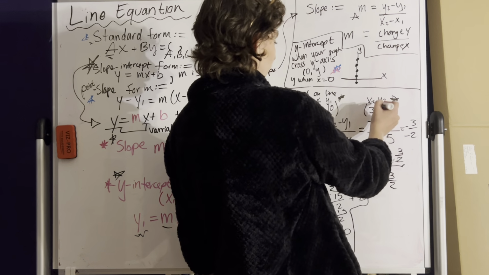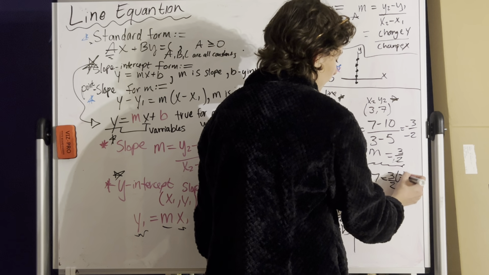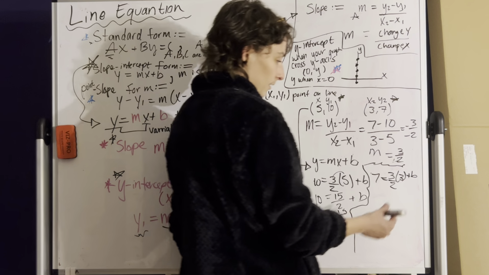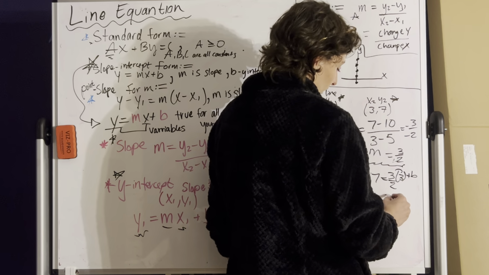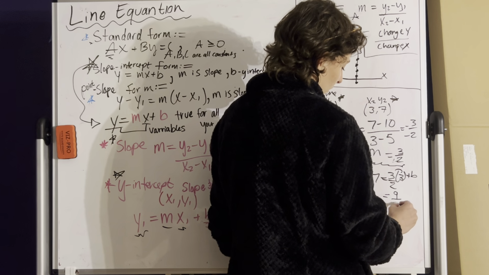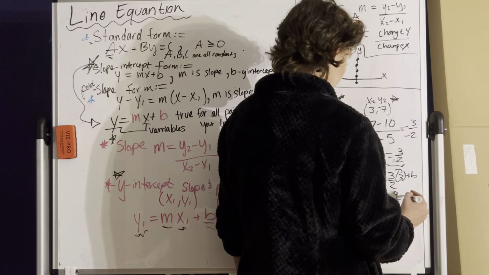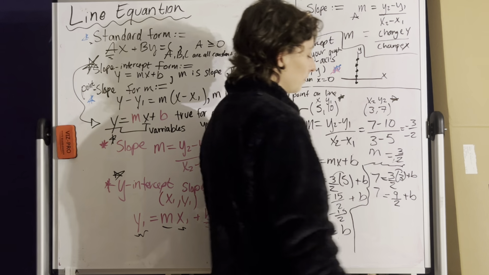And then we know what x is. X is going to be 3 plus b. And so same kind of process. Can multiply this out. So we'll get, I think it's an improper fraction. So now we have 7 equals 9 over 2 plus b.